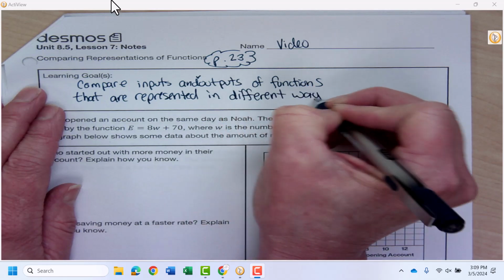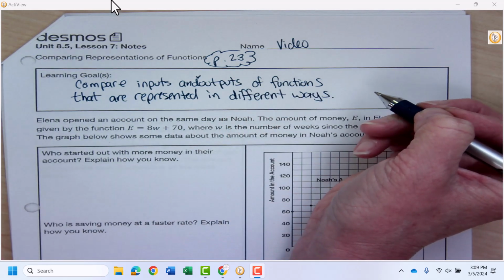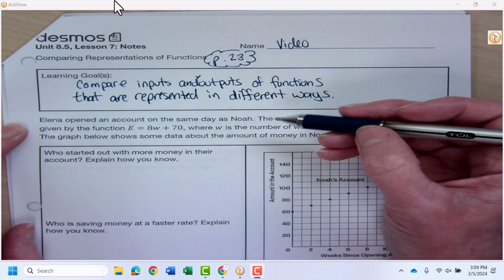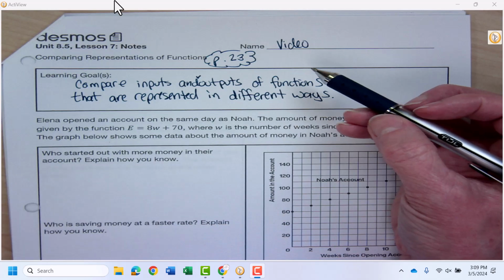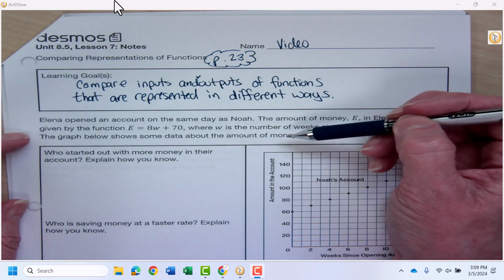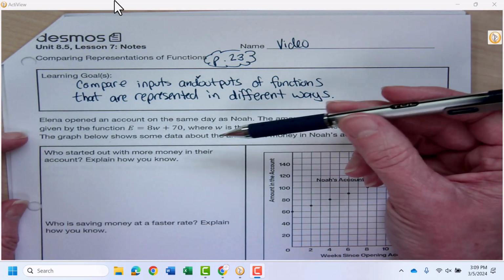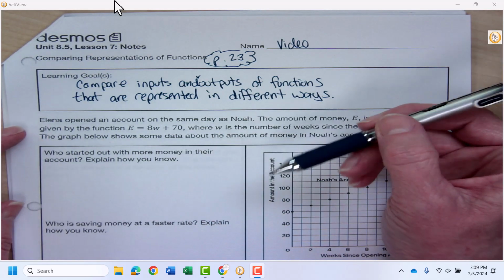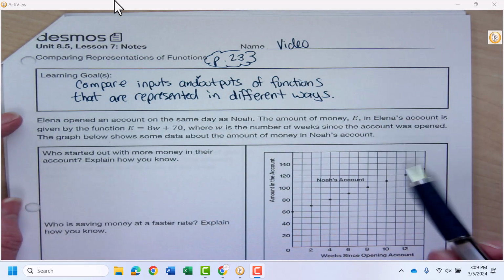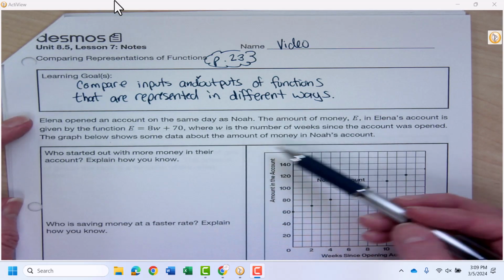And there's lots of ways to represent functions. The 3 ways that we've seen a lot are tables and equations and graphs. We saw all 3 of those in the activity that we did in class, but for these notes, we're just going to examine 2 types of representations in relation to each other. So let's take a look at our scenario here.